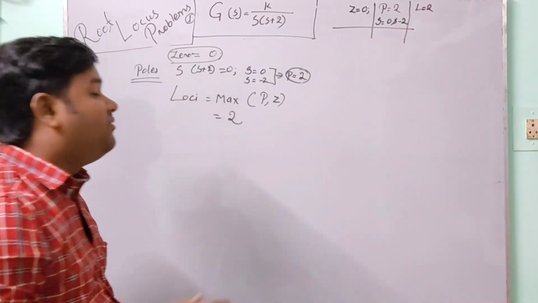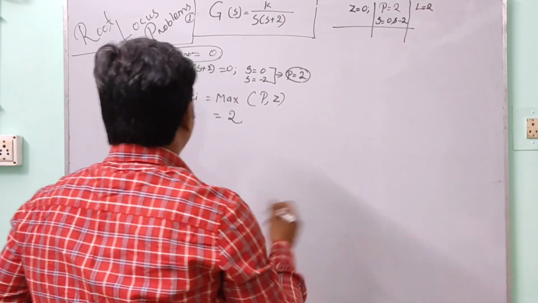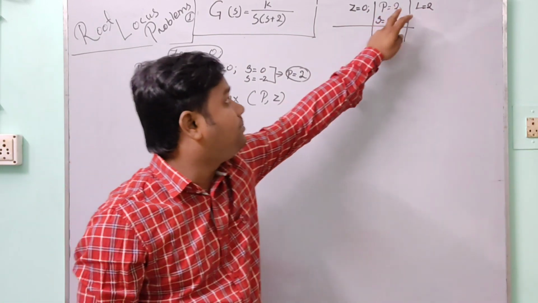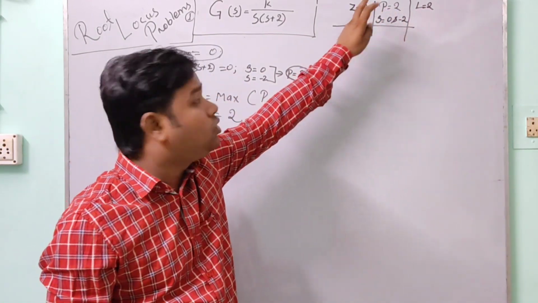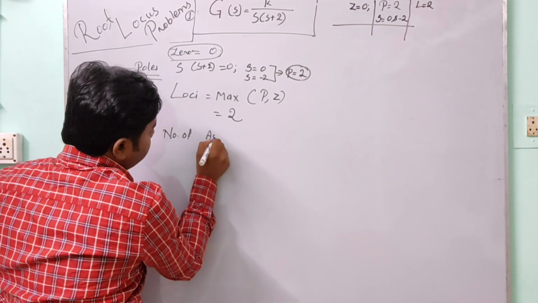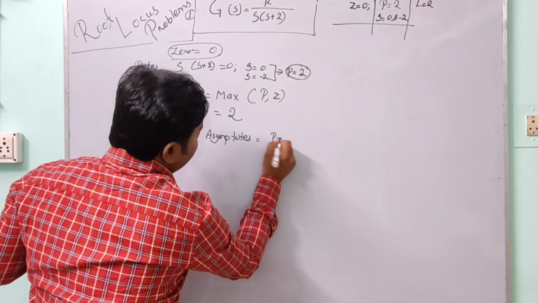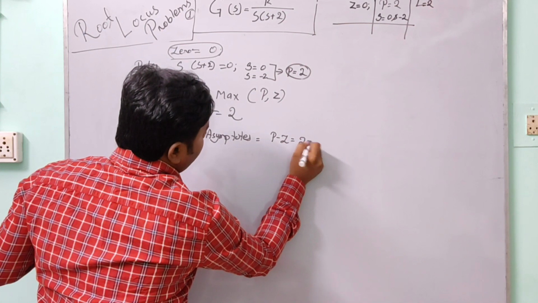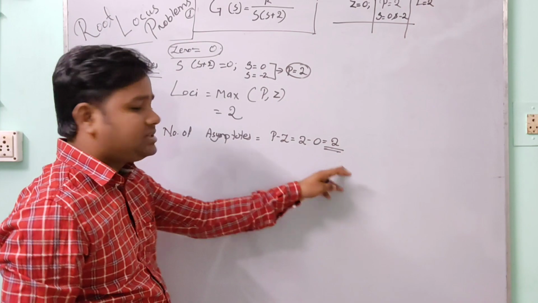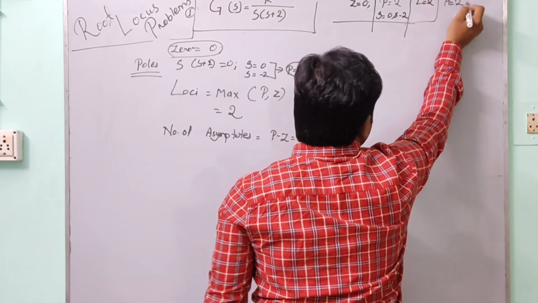Next we will go for the number of asymptotes. We know that the number of asymptotes is equal to P minus Z, when the value of P is more. Here P = 2 and Z = 0, so the number of asymptotes is P - Z = 2 - 0 = 2. So in this question the number of asymptotes is 2.